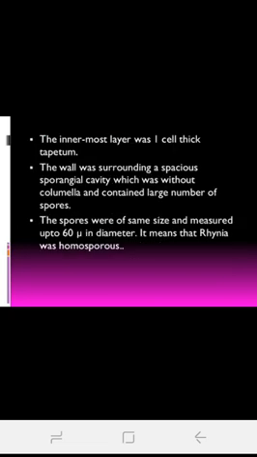The inner layer is the tapetum, the nutritive part of the wall. Then the sporangial cavity has no sterile structures; it freely contains only the spores. The spores are 60 micrometers in diameter. It is homosporous, meaning only one type of spore is present in Rhynia.